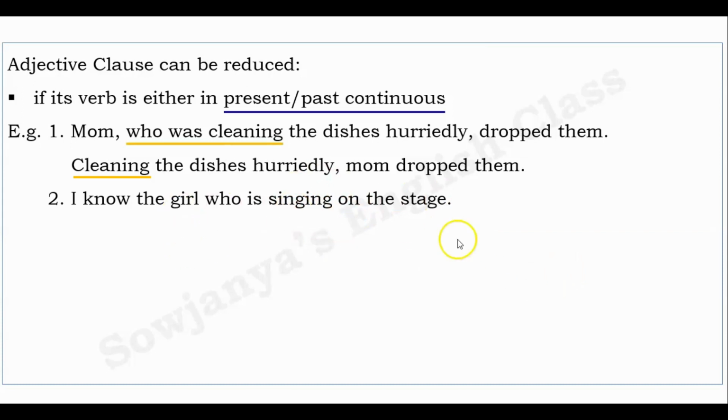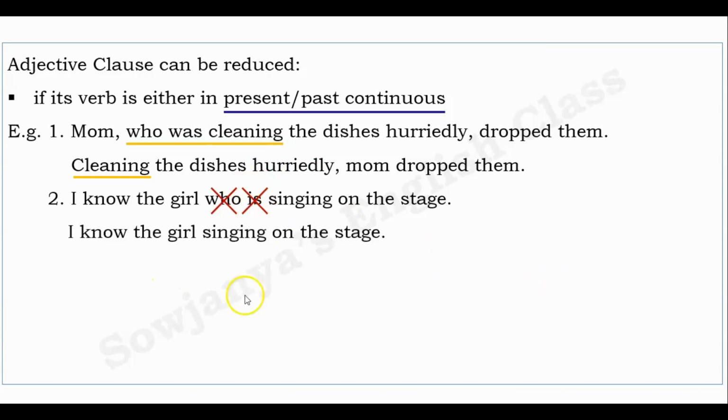I know the girl who is singing on the stage. Now, as a rule, relative pronoun who is cut over here, and is, verb to be, is cut over here. Then we will get our answer. I know the girl singing on the stage. Simply by cutting the relative pronoun and verb to be, we have got the answer. I know the girl singing on the stage.